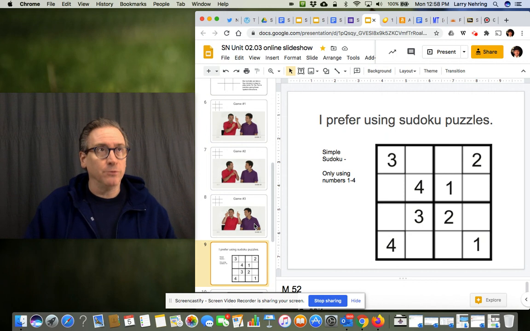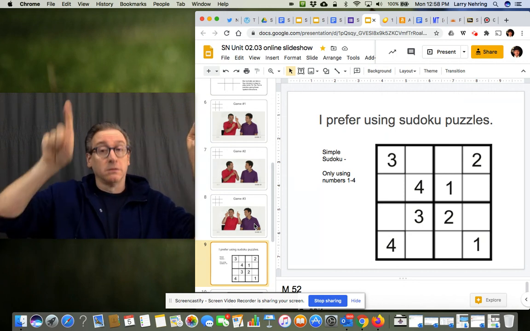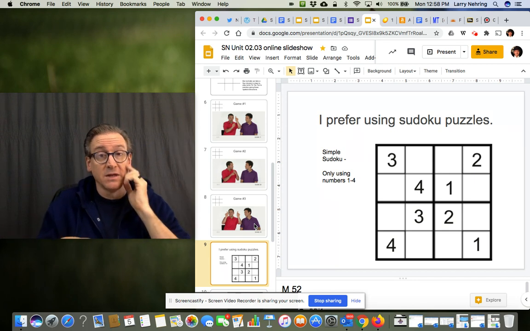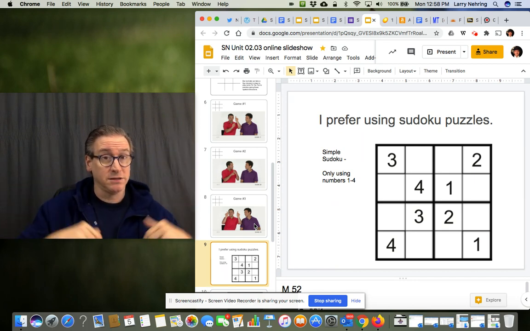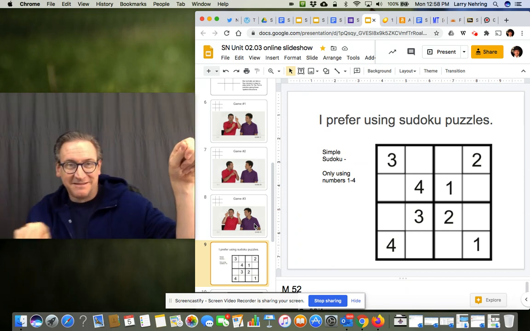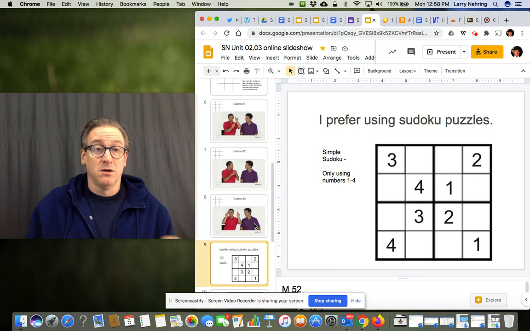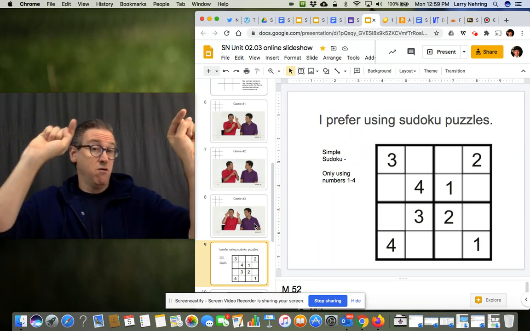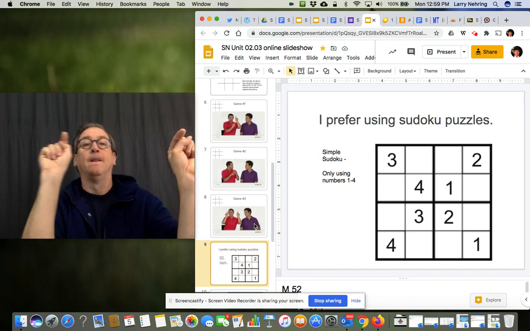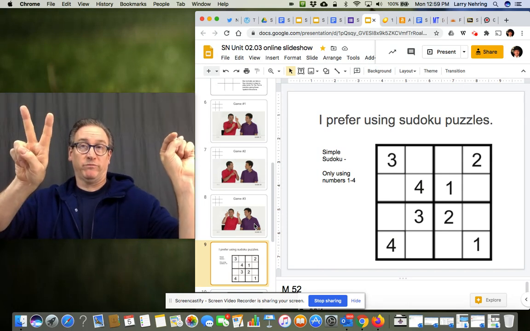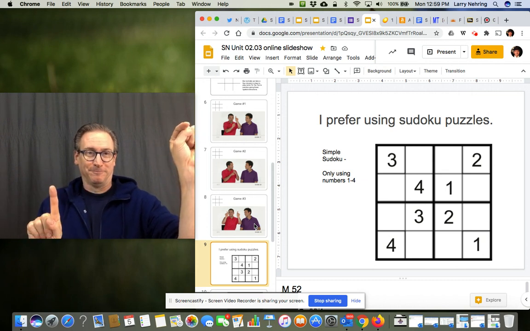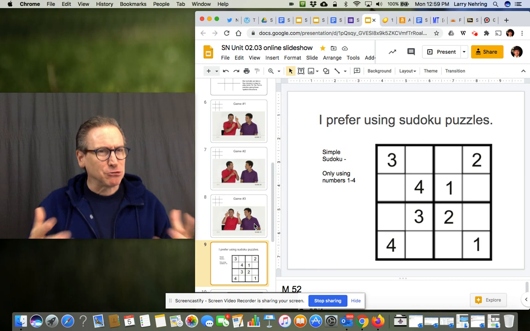Now with this Sudoku, because we've got 3 lines across, so we could do it. It's a really easy thing to do.